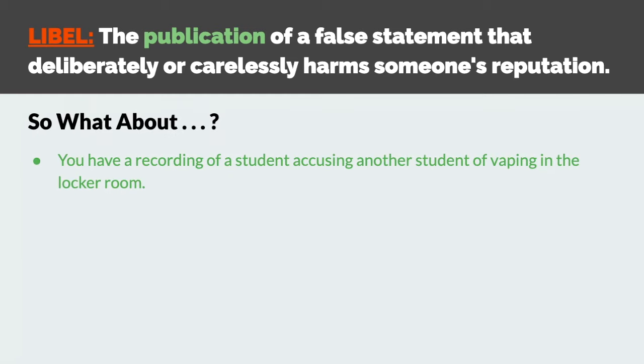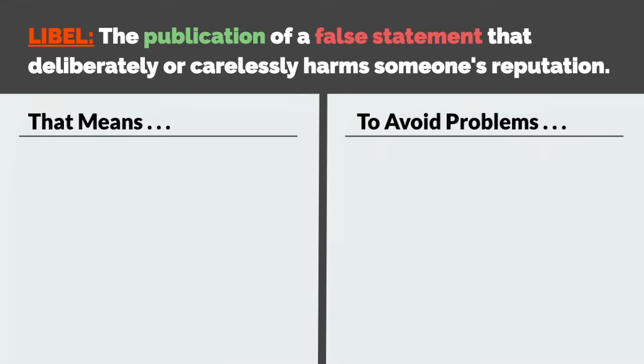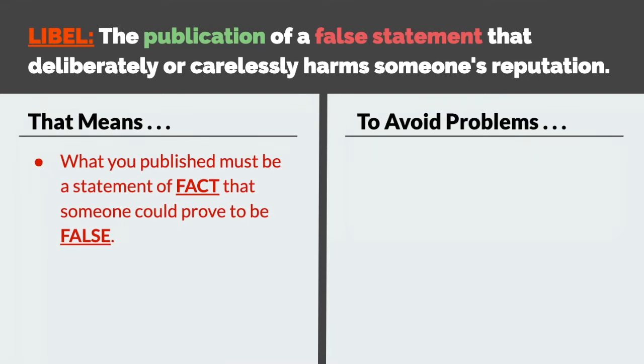So, say that you have a recording of a student as part of an interview accusing another student of vaping or doing something else illegal in the school. That is not something you want to be putting out there if you want to avoid libel in any way. It can serve as background for a continued investigation or something in the school if you'd like, but that would be highly risky for libel if you have an accusation like that, just to put it out there by itself. Also, ethically questionable.